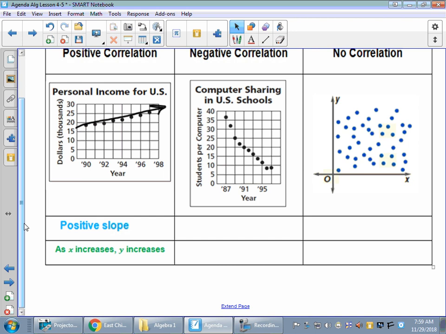You could have a negative correlation, where you have a negative slope. As you can see here, this line is going down. If we had a line of best fit, it would be going down. That has a negative slope, so that's a negative correlation. And this one's just the opposite. As x increases, y decreases. Or we could use the terms from our axes here.